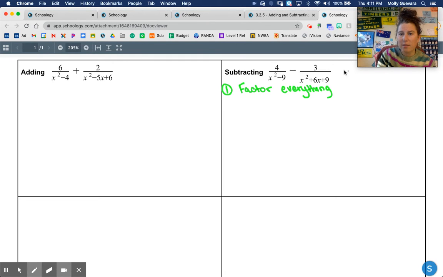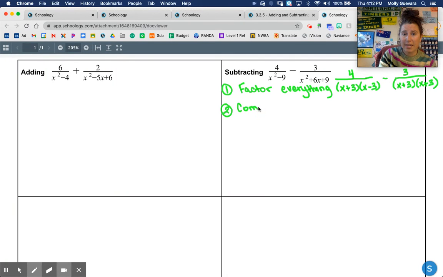So in this case, 4 doesn't factor. X squared minus 9 factors to x plus 3, x minus 3. Minus 3 doesn't factor. And x squared plus 6x plus 9 factors to x plus 3 and x plus 3. So there's step 1, factored everything. Step 2 is that I need to get a common denominator.